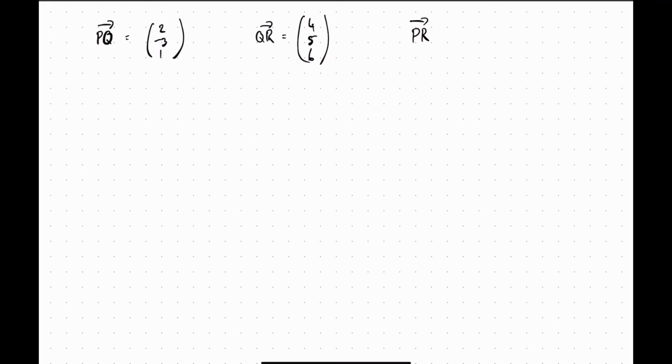Because if P to Q goes 2, and then it's 4 more from Q to R in the X direction, in total, you've got to go 6. So that would be PQ plus QR, which is 2 plus 4, minus 3 plus 5, and 1 plus 6, which is 6, 2, 7. So the last thing I subtracted, from this one I've added.